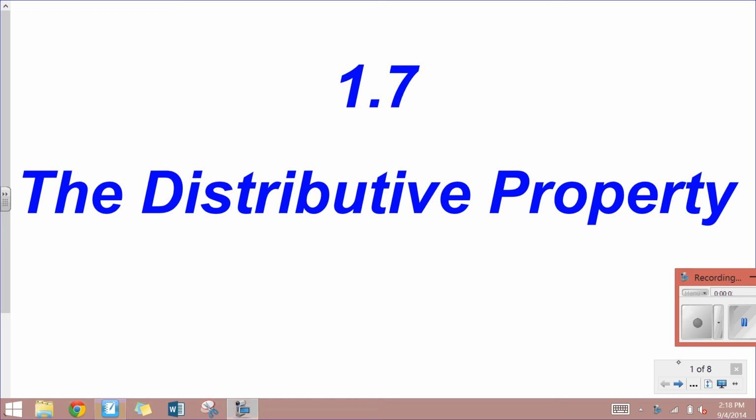Hey everybody, today we're going to quickly talk about the distributive property. I know you've seen this before, so hopefully this is a refresher.